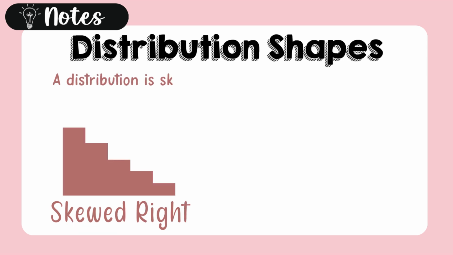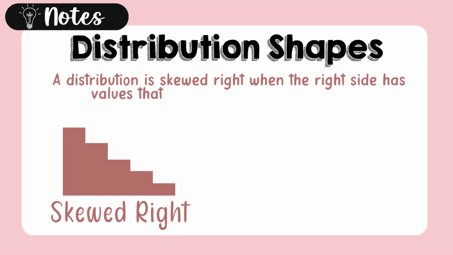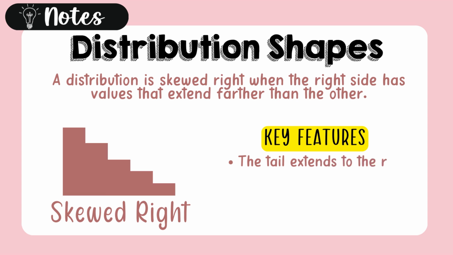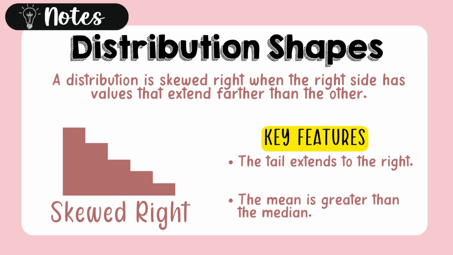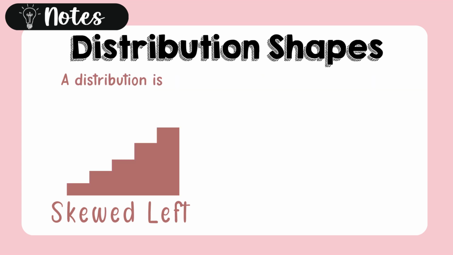This shape shows that it's skewed right. A distribution is skewed right when the right side has values that extend farther than the other. Some key features of this are that the tail extends to the right and that the mean is greater than the median. Next, we have skewed left.